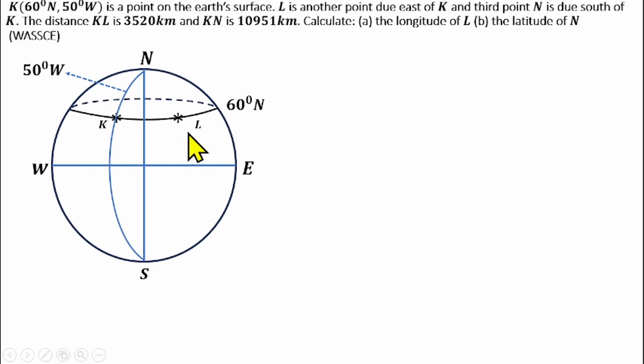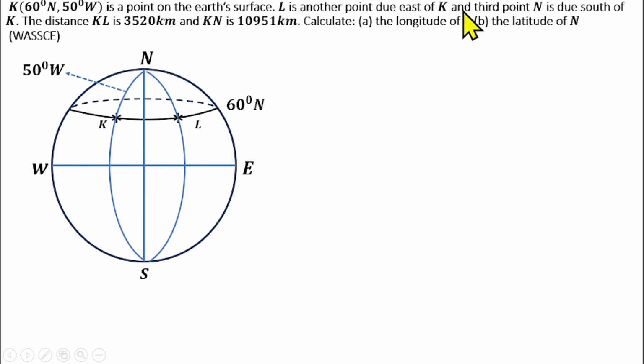So label it L. Then L will have its own longitude. L is on the same latitude as K because we are told that L is due east of K. And that's what they want us to find: the longitude of L. We have been given the distance between K and L, which is 3,520 kilometers. We're going to use that very soon.